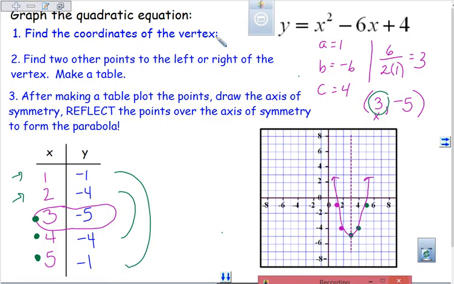So again, here are the steps. First, find your vertex. And remember, you're using the formula -b over 2a. Once you find that, then you're going to go 2 below your parabola and 2 points in front of your vertex. And then number 3, after making the table, you're going to draw in half of your graph, think about your axis of symmetry, and then do the second half of your parabola.